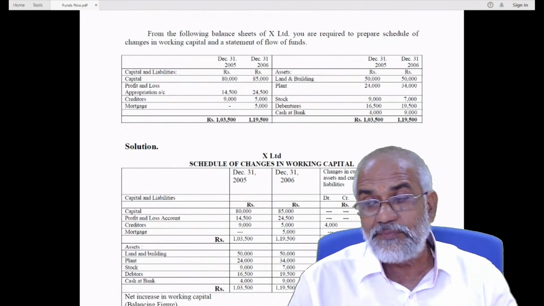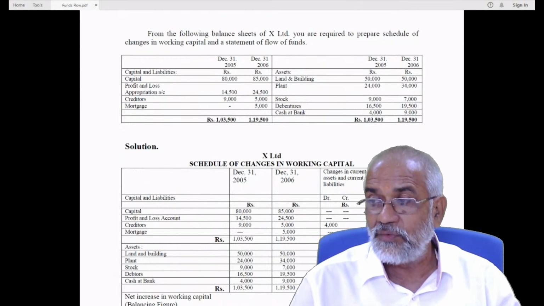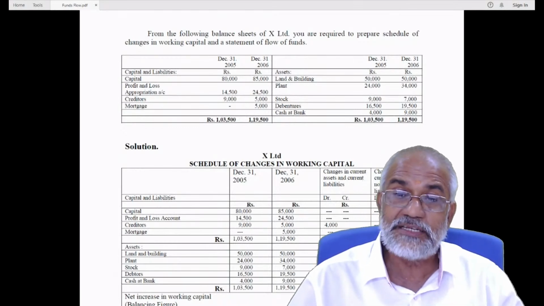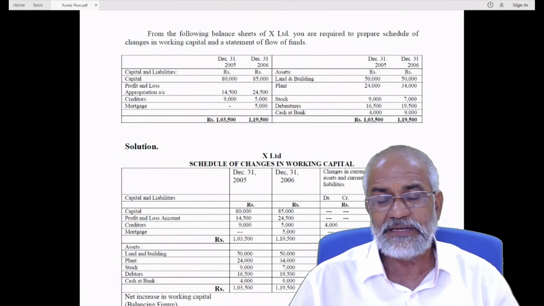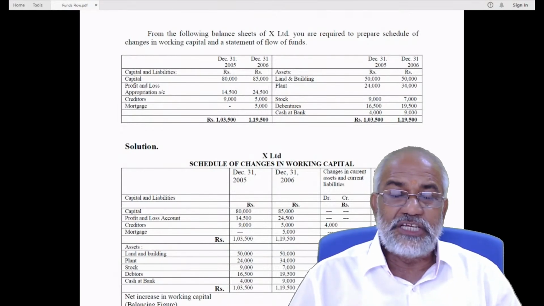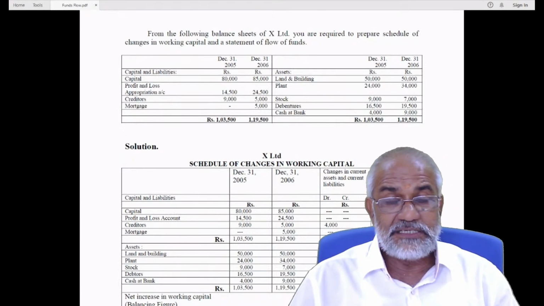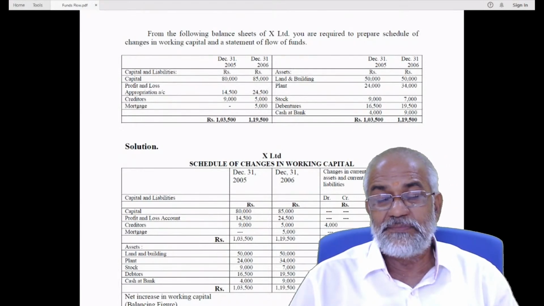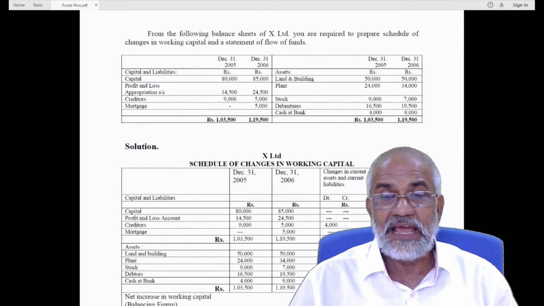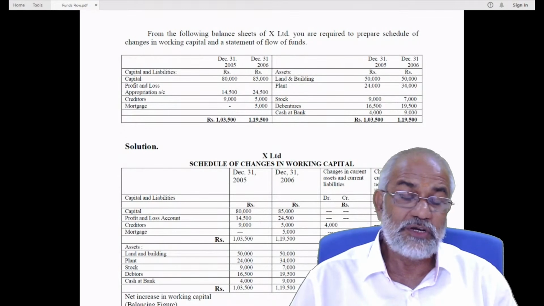Then what is the raw material, or the input, required for preparation of the funds flow statement? Two consecutive balance sheets. That means the figures of 2 successive balance sheets are required as the data on the basis of which the funds flow statement is to be prepared.